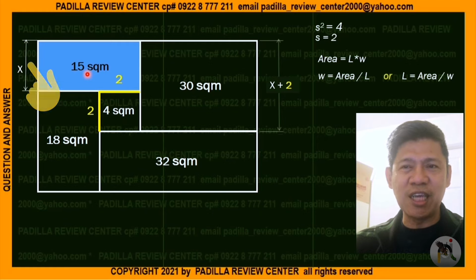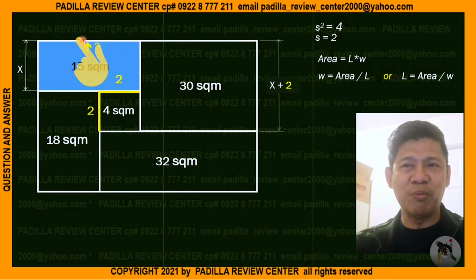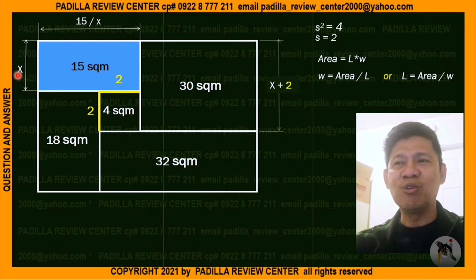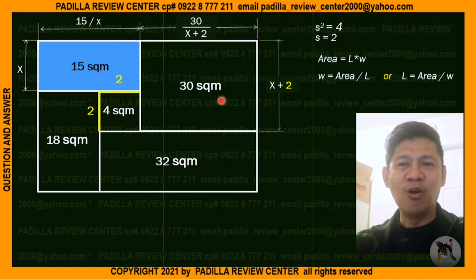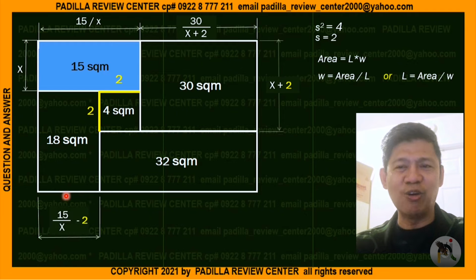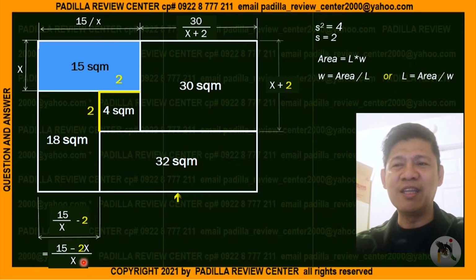So if this is X and the area is 15, meaning this side is going to be equal to what? That is the area over X, 15 over X. And also, if the area of this is 30 and this is X plus 2, this side is going to be area over width. So area 30 over X plus 2. Also, since this is 15 over X and this is 2, this side is equal to 15 over X minus 2. Or simplifying that, 15 minus 2X over X. And in here, this is 30 over X plus 2 and this is 2.